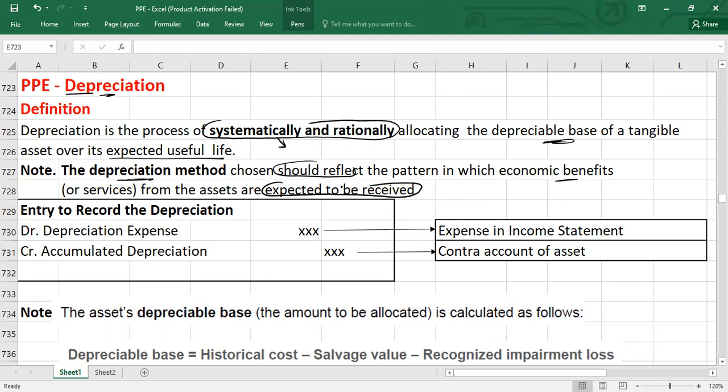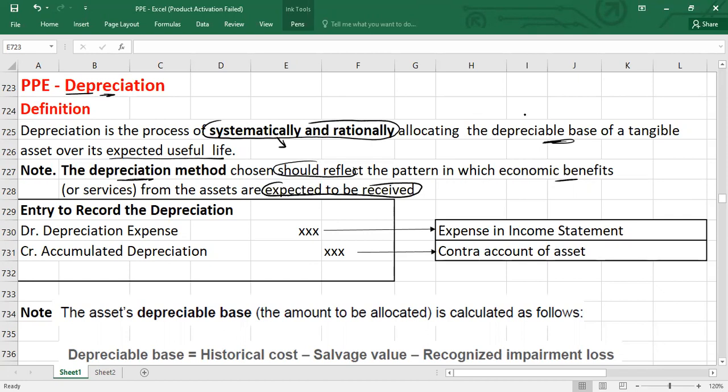But if you feel this asset is new and you will use it more in the earlier years and less in the later years as the asset gets older, then you should use the declining method, because as per the declining method you will get higher depreciation in the earlier years and lower depreciation in the later years. So this is what is called systematically and rationally.